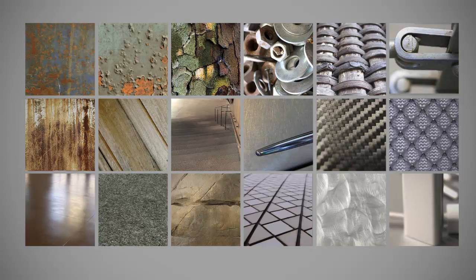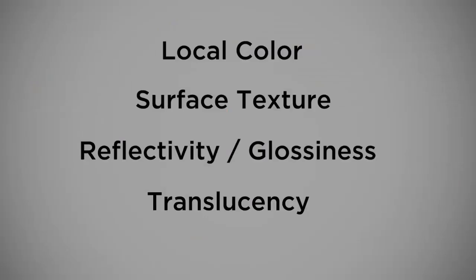So as you prepare for future drawings, look at your reference material with these simple questions in mind. Local color, surface texture, reflectivity, and translucency. These are by no means the only ways to describe materials, but it's a really great starting point. And these are some of the broadest categories that'll help you compartmentalize the way you think about materials.